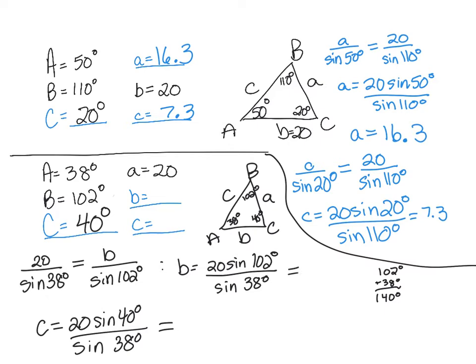So on my calculator, 20 times the sine of 102 divided by, and I hit an equal sign. So you need to make sure that you practice with your own calculator and learn how it works. 31.8, and C is 20 times the sine of 40 divided by the sine of 38, and I got 20.88, 20.9.